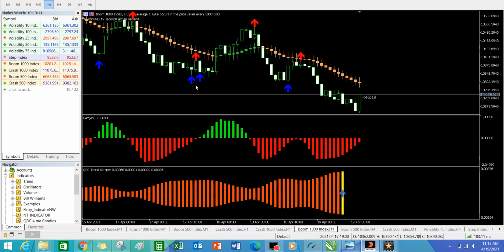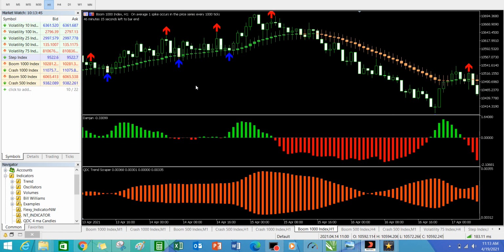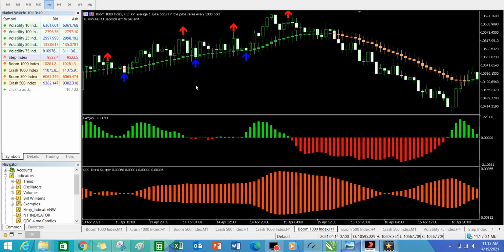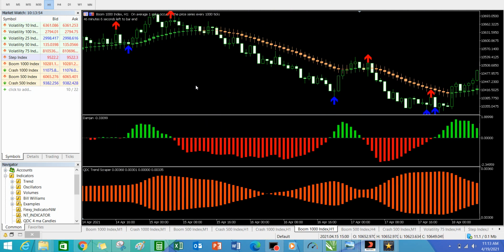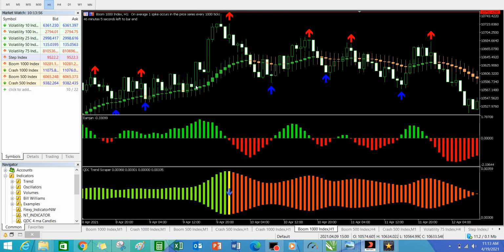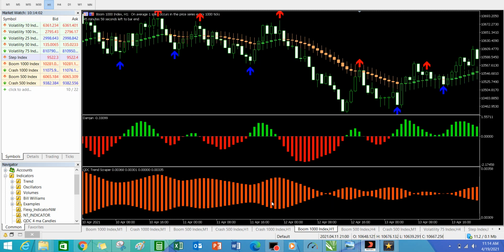Like I've always been saying in almost all my videos, all these assets are trend trading assets. So the first thing you should always look out for whenever you are in the market is the trend of the market. Right now the trend is on a downtrend. Once you get the trend of the market, try to spot the support levels or resistance levels, and also try to spot the breakout actions.